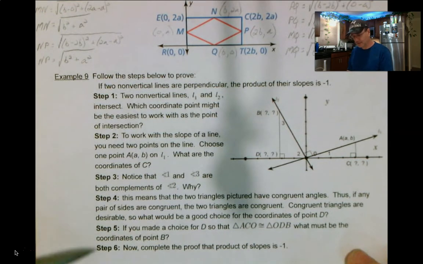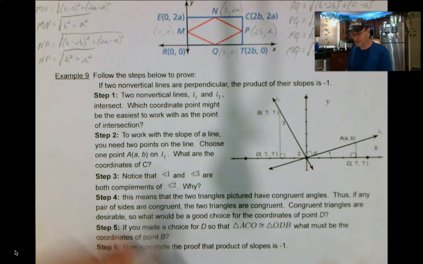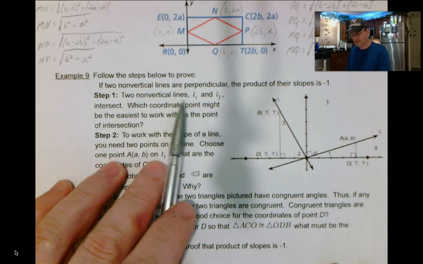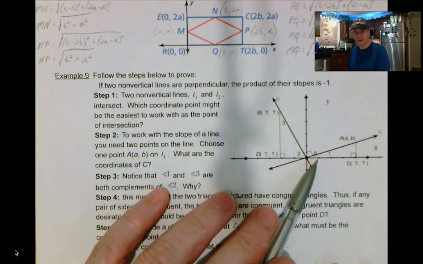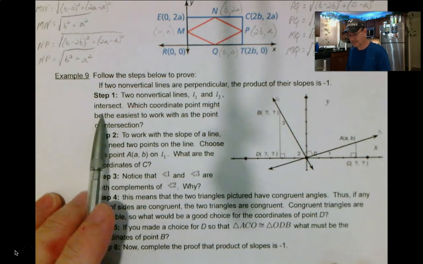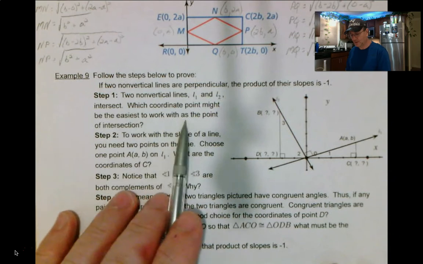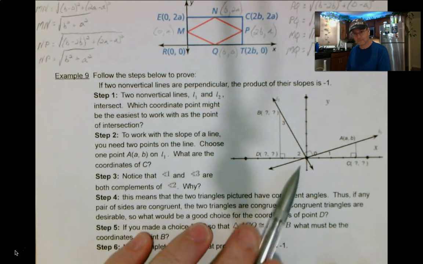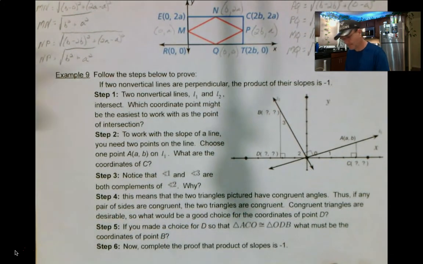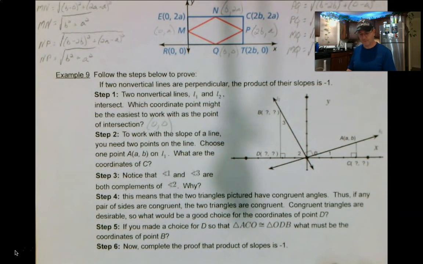I'm just going to follow the steps here, and this is going to take us through the proof, so we don't have to actually plan what we're going to be doing. We'll follow this diagram. Okay, so we have two non-vertical lines, L1 and L2. So here's L2, here's L1. They are non-vertical lines, so they're not parallel to the x or the y axes. Which coordinate point might be easiest to work with as a point of intersection? 0, 0. It's the easiest to work with.